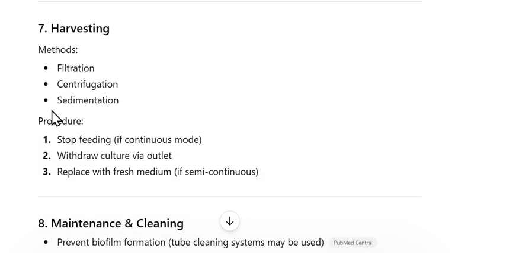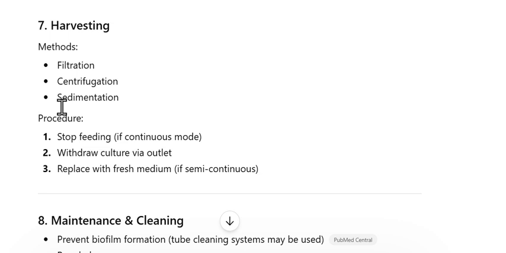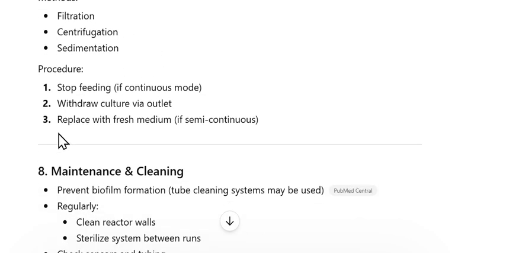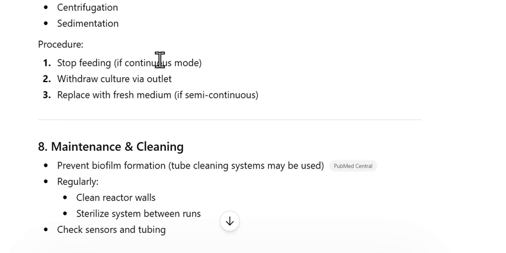For normal harvesting of microalgae, we use different methods like filtration, centrifugation, and sedimentation. The procedure includes stopping feeding, which is how we initiate our harvesting. First, stop feeding, withdraw the culture via the outlet, and replace it with fresh medium in the reactor.